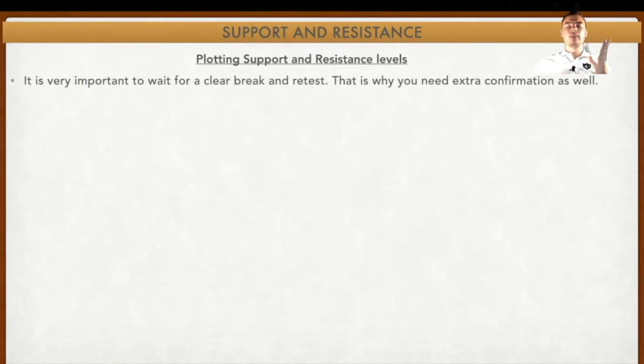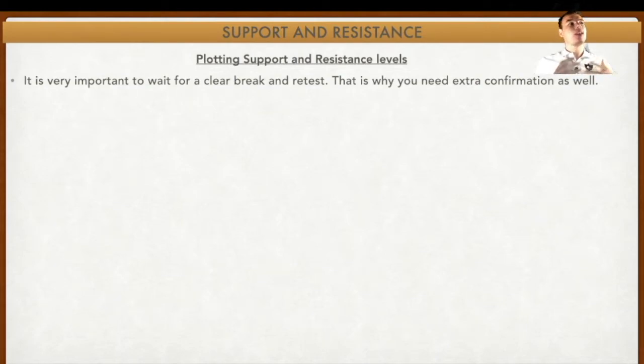Now, like I said, you have these fake outs. That's why it is very important to wait for a clear break. Okay, not just a little one. That's why I say I consider it as like an equal high or equal low if it's close. That's why you wait for a clear break and then you wait for a retest. I always wait for a retest. Those who are students and those who know how I trade, I will always wait for a retest.